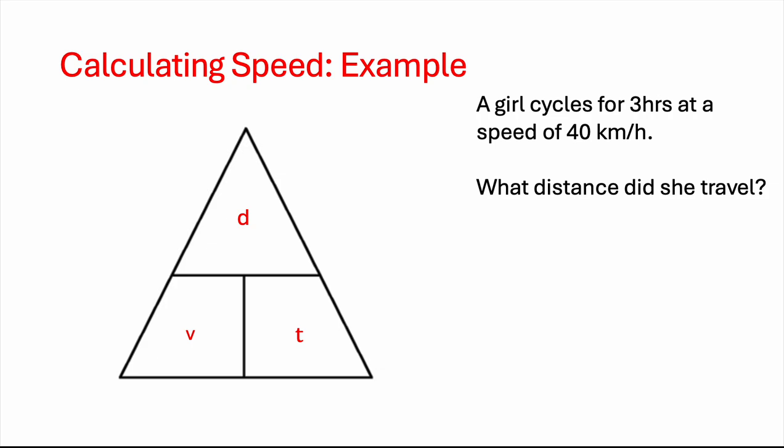Hopefully you've had a go. Now a lot of students will give me an answer here which is 13.3 kilometers per hour. However, in that case I know that they've perhaps not read the question very carefully. Here we're asking for distance. So if we want to do that, we cover up distance, speed times time, and actually then we're going to do 40 times 3, which is 120.